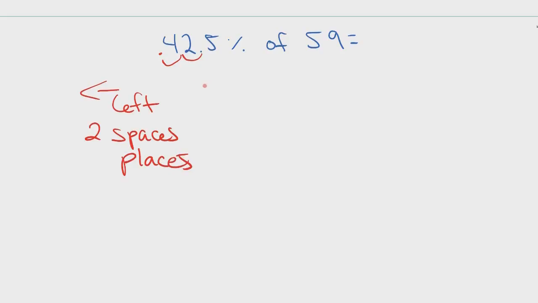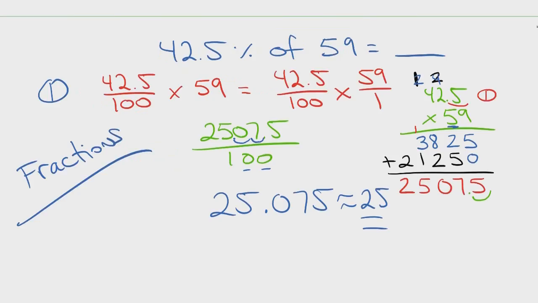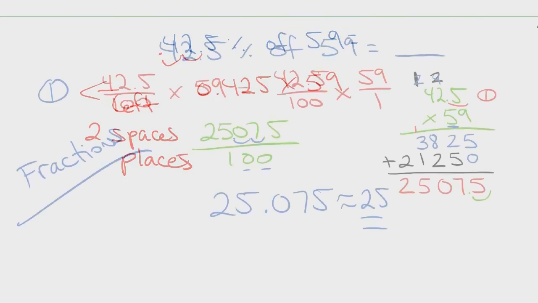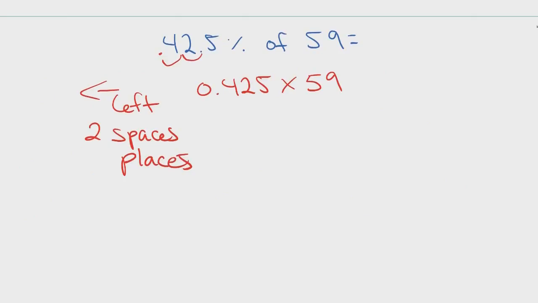So this changes the problem to 0.425 of becomes multiplication 59. So basically, it looks like the same problem over here, but there's no fractions or anything. We just multiply and we're done.